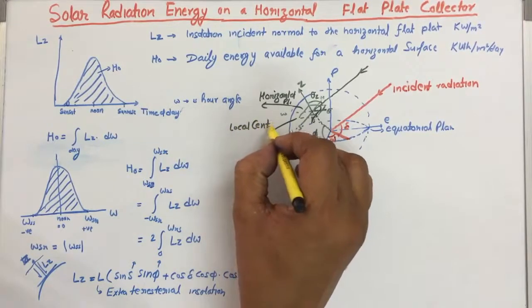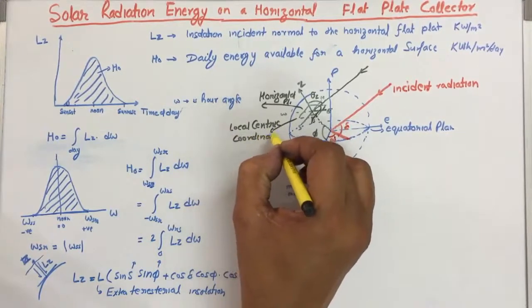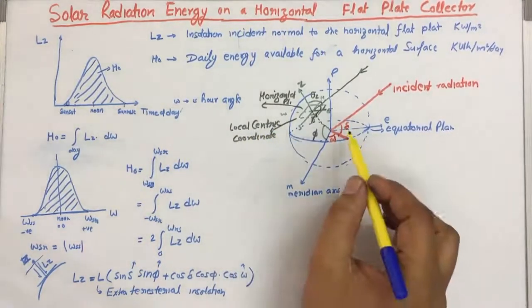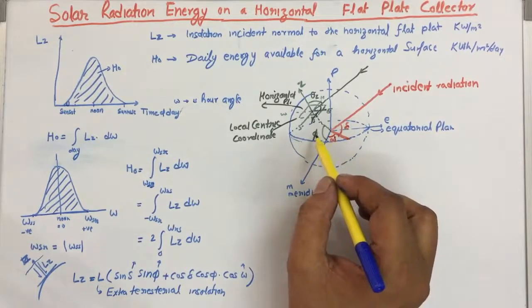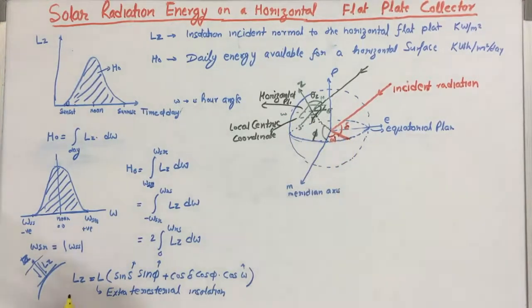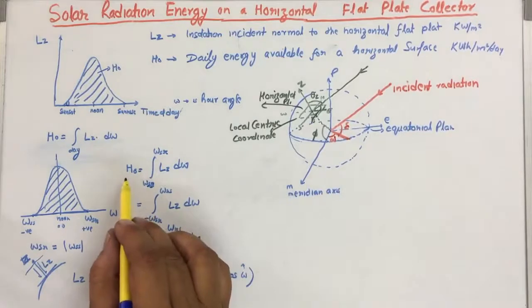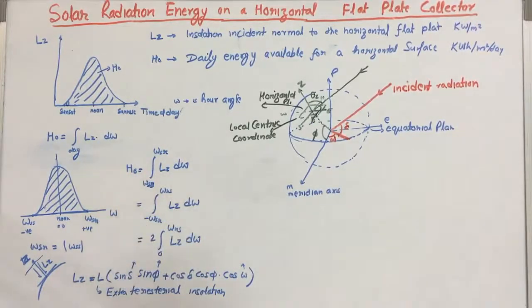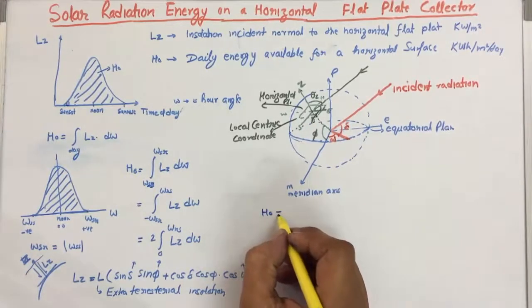Local centric coordinate. If different angles, delta, hour angle, phi, and many more came to know, that are required to find LZ, that is required to find the H0. Now we have all of them. So let us start finding H0 once again.